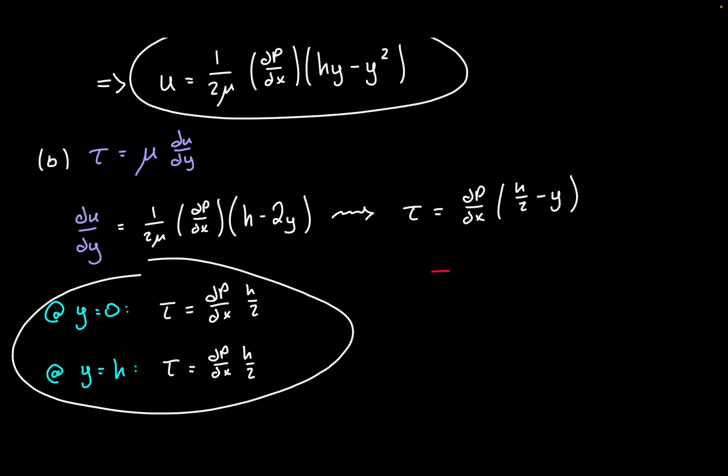So what we can say is that tau is going to vary linearly, versus in the other example, tau was actually constant because we didn't have a pressure gradient.